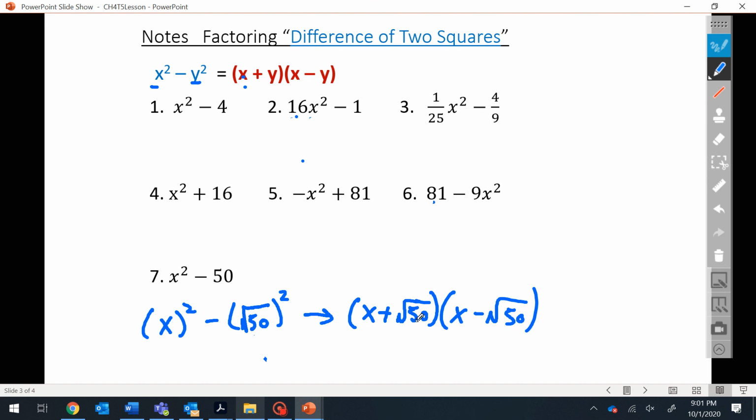All right, I just want to point out all of these could be done by taking the square root. So like number 4, for example, it's a difference of squares. The square root of x squared is just x, and the square root of 16 is 4. So you could have got this by just taking square roots as well. And it's absolutely necessary, for number 7, to take square roots because 50 isn't a perfect square. So this would be the factored form: x plus square root 50, x minus square root 50.